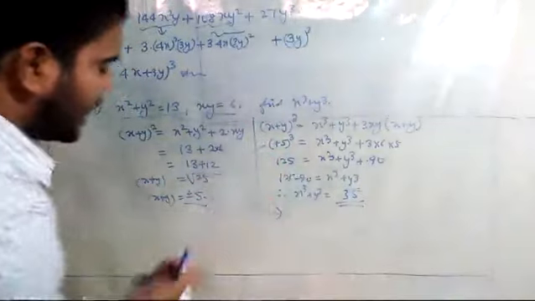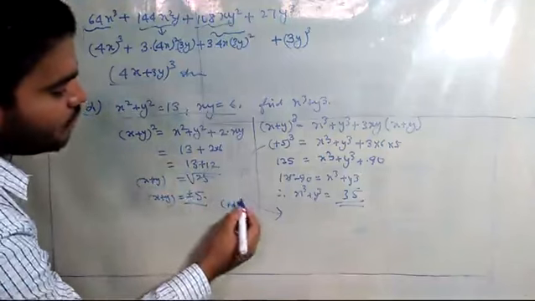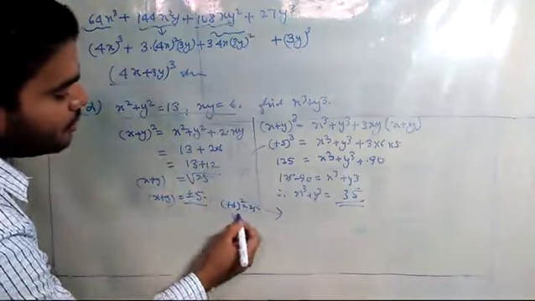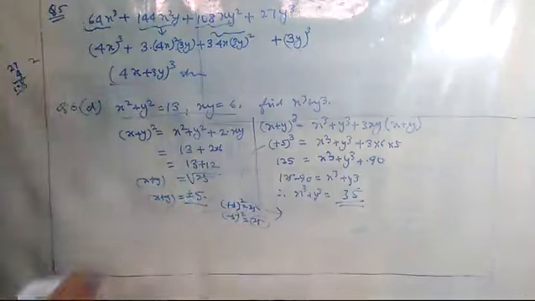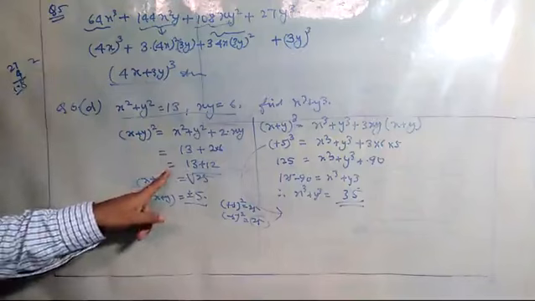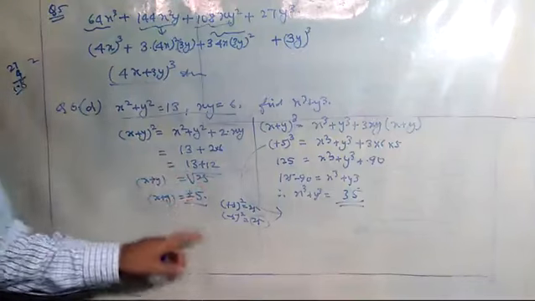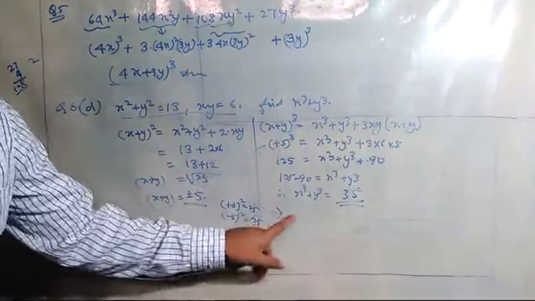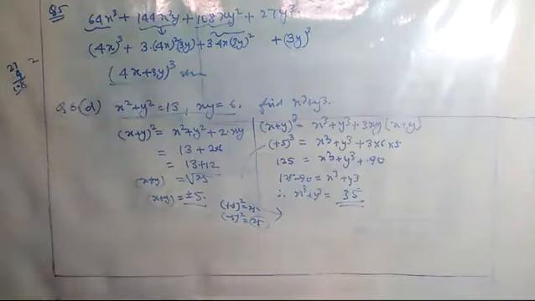You substitute here minus 5. How did I get minus here? Because plus 5 square is also equal to 25, and minus 5 square is also equal to 25. That is why, whenever we take the square root on that side, we always have to put the plus minus sign. Now by putting minus 5 here, you try to calculate and check the answer.